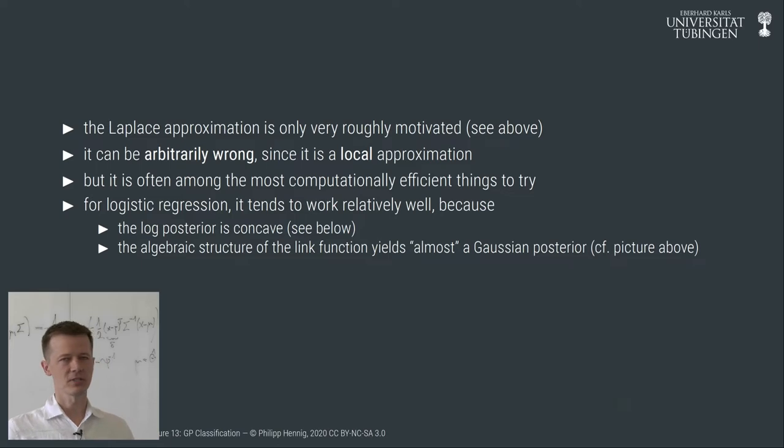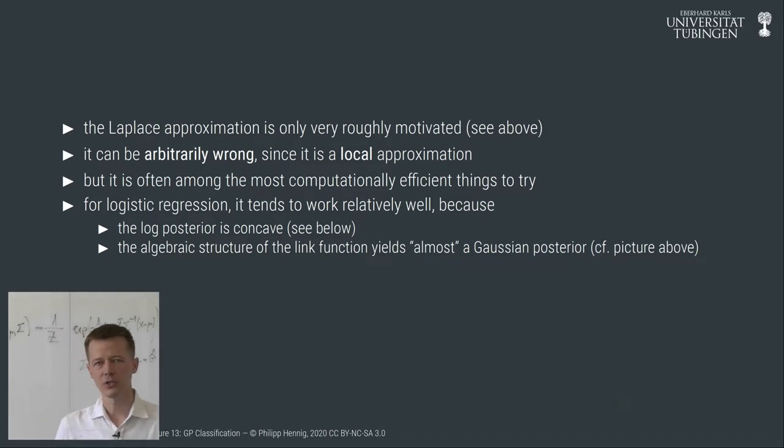Until then, let me just summarize what we're going to do, and then we'll do the derivation. The Laplace approximation is only a very rough approximation that is motivated by a geometric argument. It can be arbitrarily wrong because it's a local approximation. However, it's very efficient to implement because you only have to compute gradients to find modes and then Hessian matrices. Hessian matrices, of course, are not for free, but they are relatively cheap to compute, and they give rise to matrices that are of the same size as the matrices that you need in Gaussian process regression, so they are sort of tractable.